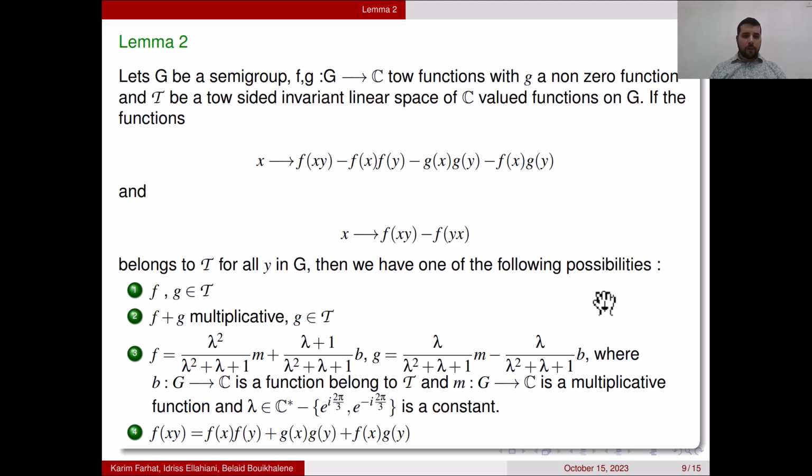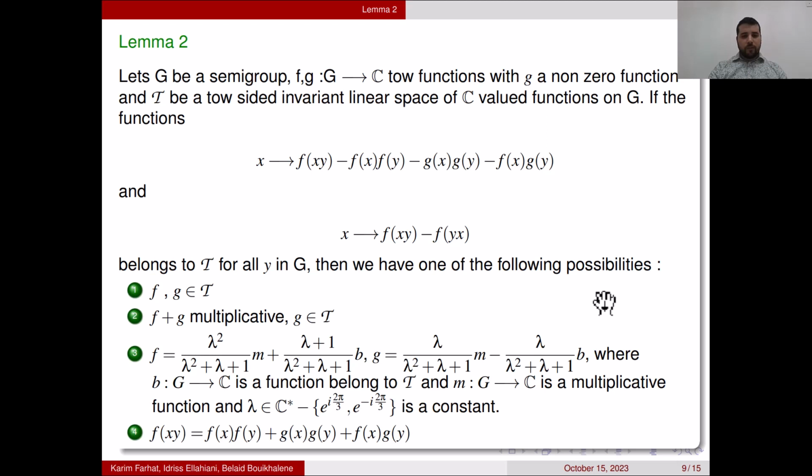Possibility 1: f and g in T. Second: f plus g is multiplicative and g in T. Third: f equals lambda squared over (lambda squared plus lambda plus 1) m plus (lambda plus 1) over (lambda squared plus lambda plus 1) b, and g equals lambda over (lambda squared plus lambda plus 1) m minus lambda over (lambda squared plus lambda plus 1) b, where b is a function belonging to T, m is a multiplicative function, and lambda is a constant.